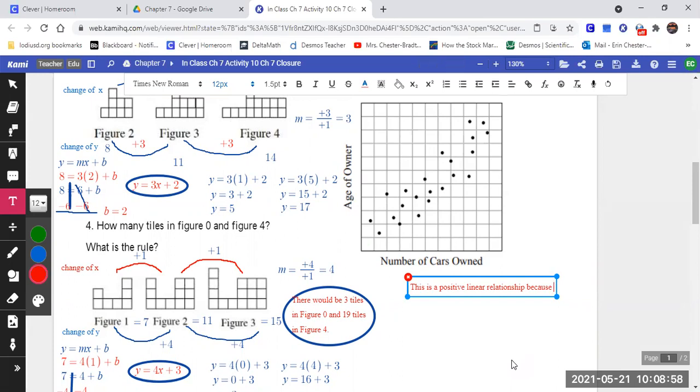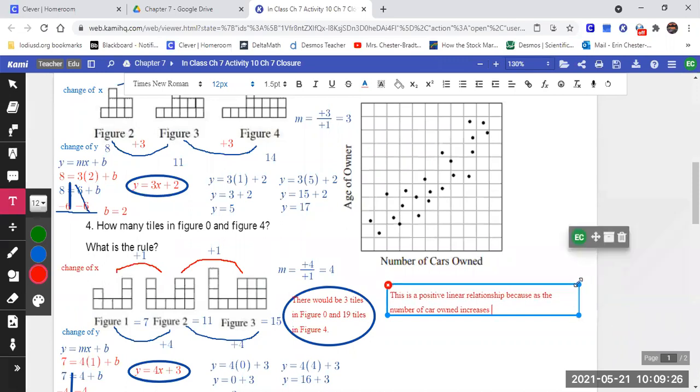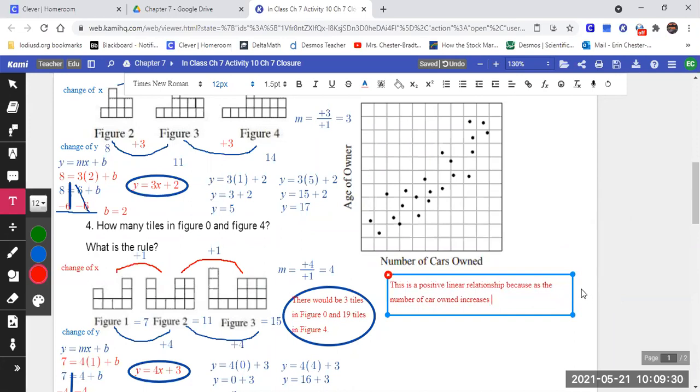Now, what are the number of cars doing? Increasing or decreasing or staying the same? Okay, because as the number of cars owned increases, what happens? As the number of cars owned increases, what else is increasing? The age of the owner increases. Done. They just wanted you to describe it. That's all.